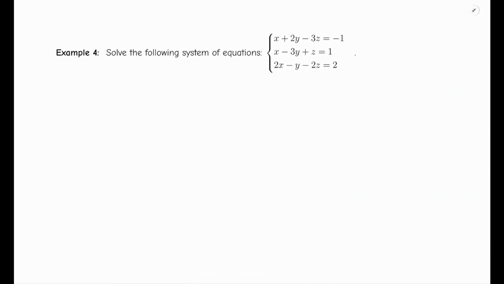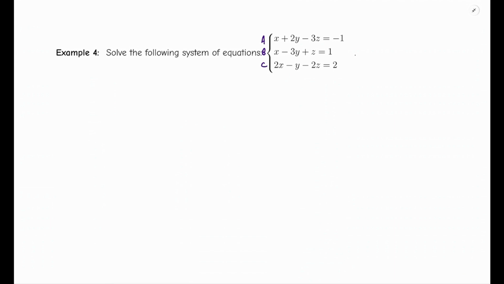Hello, this is a continuation of section 4.4. Example 4. Solve the following systems of equations. x plus 2y minus 3z equals negative 1, x minus 3y plus z equals 1, 2x minus y minus 2z equals 2. So just like before, I'm going to start off by labeling my equations A, B, and C.